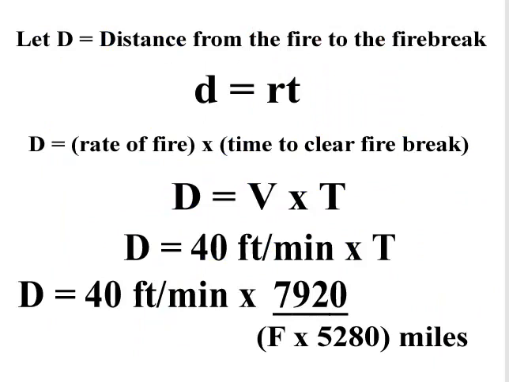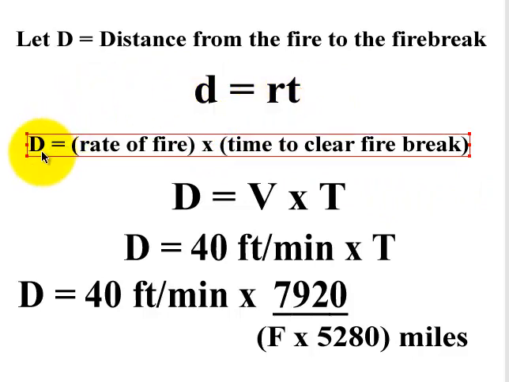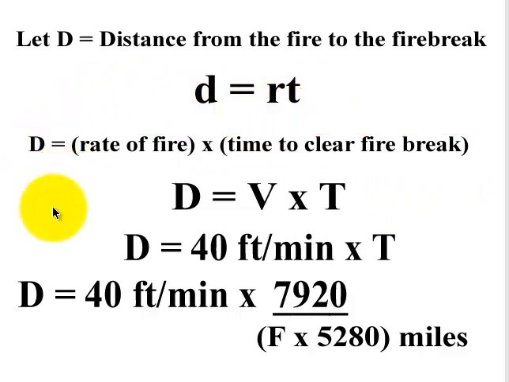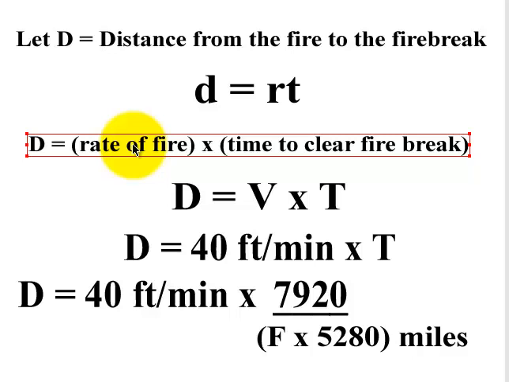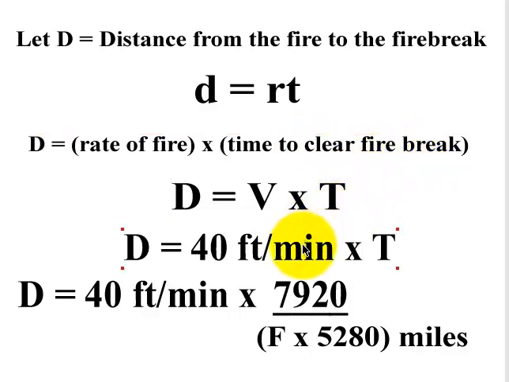Okay. And again, we got to remember that distance equals rate times time. So D, the distance between the fire and the fire break, is going to be the rate of the fire, which we know is 40 feet per minute, times the time it's going to take to clear the fire break, which we calculated already. We calculated T. So V we know is 40 feet per minute times T, and T was this one: 7920 divided by F times the number of feet per mile.